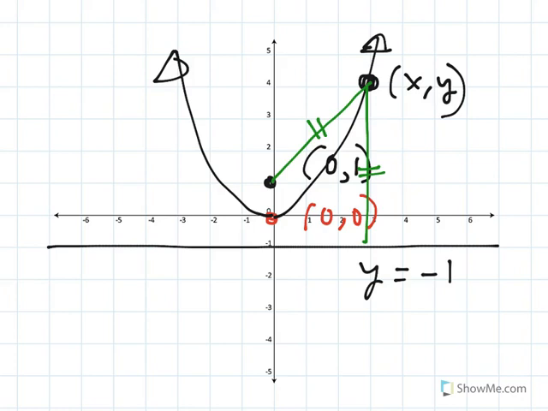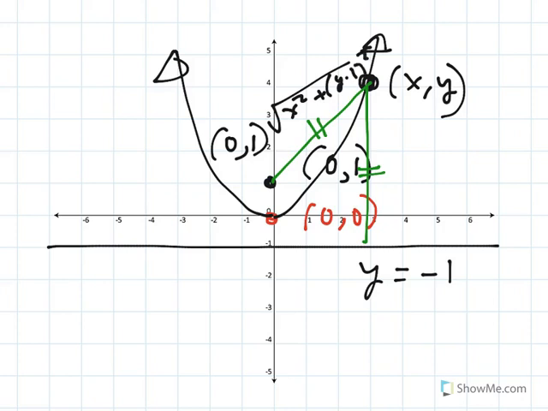And that becomes an equation, because if this point here is 0, 1, then the distance, using the distance formula, would be the square root of x2 minus x1, that's x minus 0 squared, plus y2 minus y1, which is y minus 1 squared.